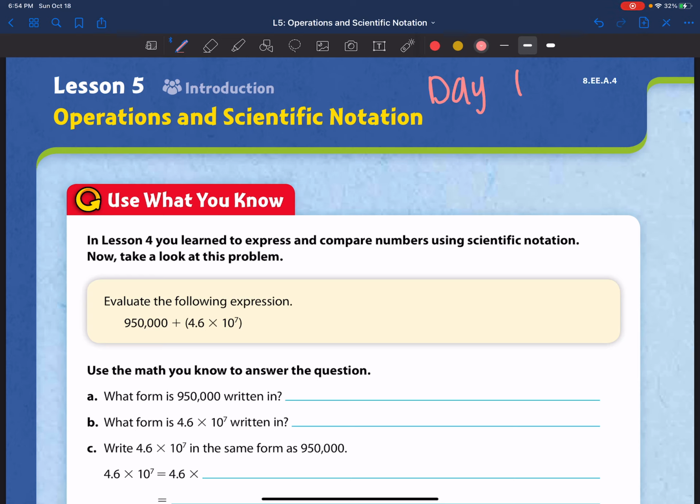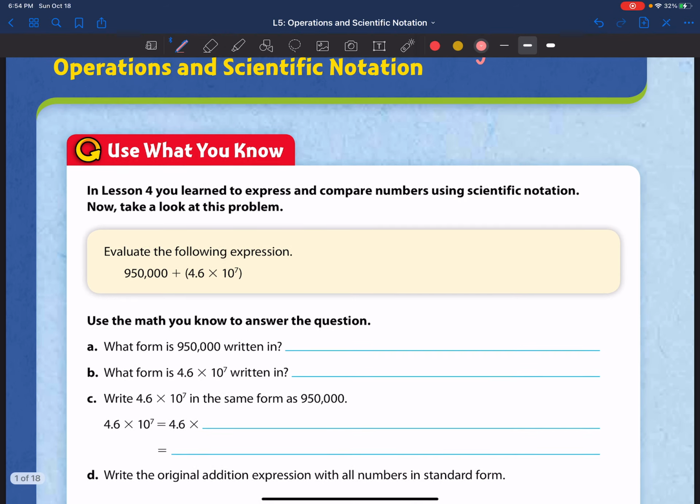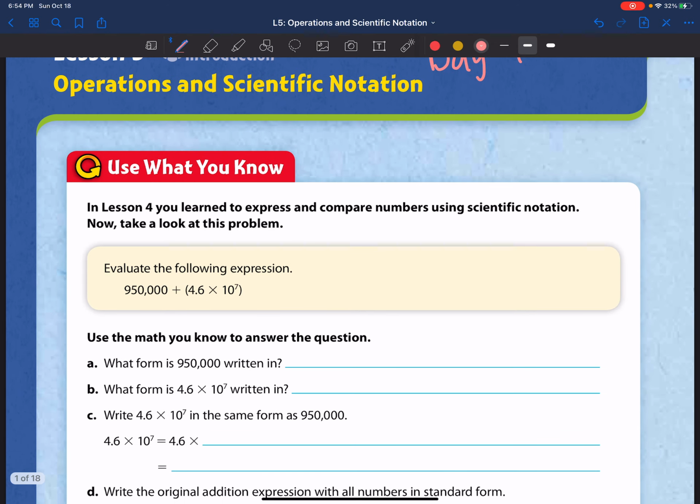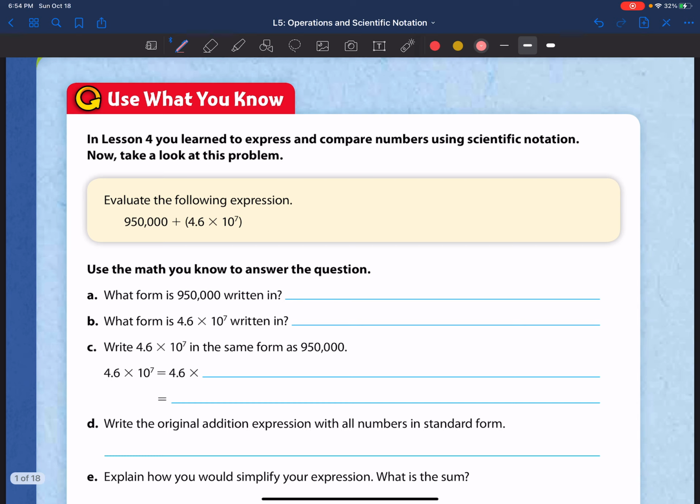Let's go ahead and review day 1 of our textbook. So this is lesson 5, day 1, operations and scientific notation. Make sure you're reviewing this after you've attempted to answer these questions. So our question today is evaluate the following expression.